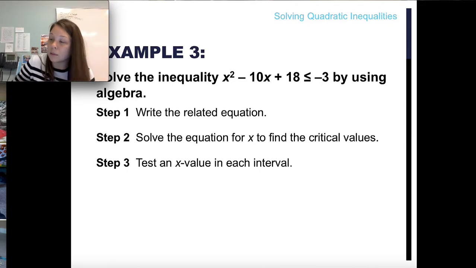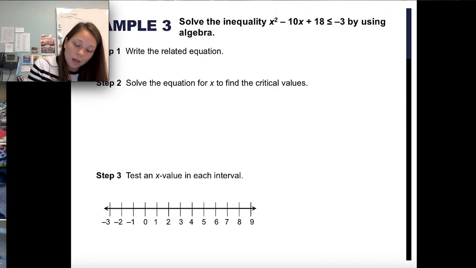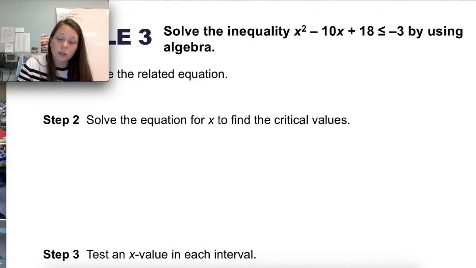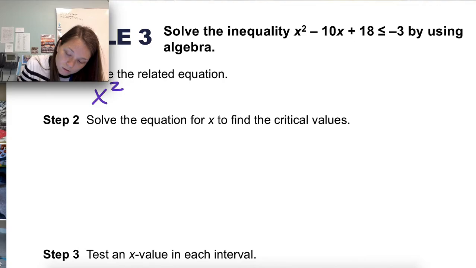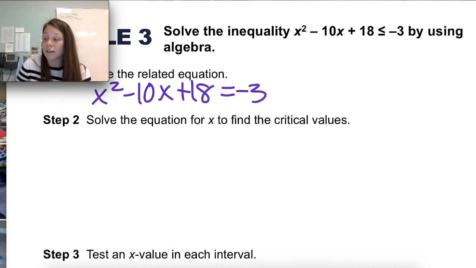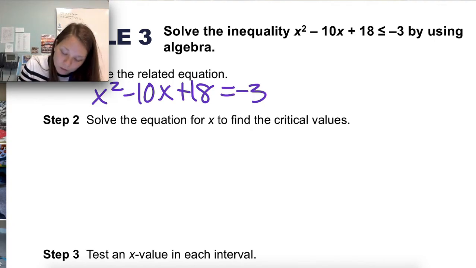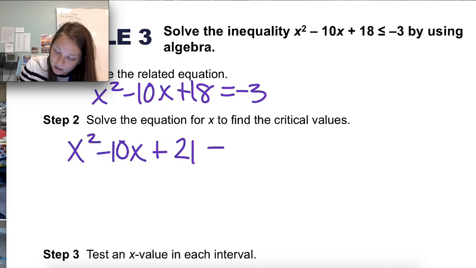So taking a look at example 3, we have step 1, write the related equation. So we have x squared minus 10x plus 18 is less than or equal to negative 3. So going to step 1, writing the related equation just means rewrite this without the inequality sign, but instead with an equal sign. Now let's go through and solve for x. So I'm going to add my 3 over to give me x squared minus 10x plus 21.